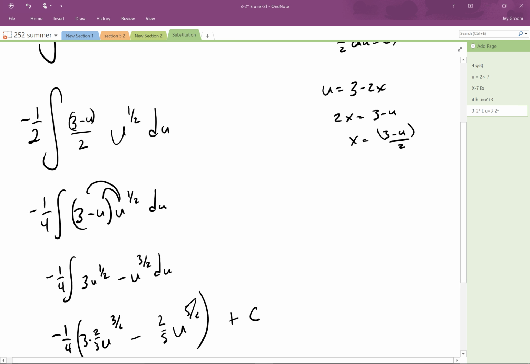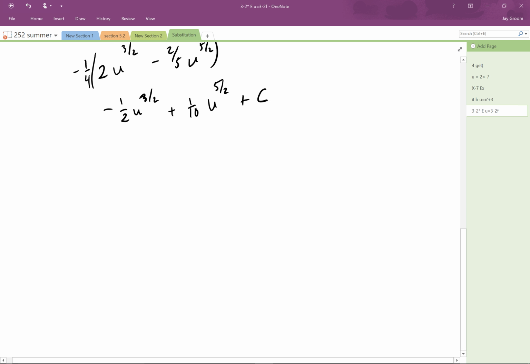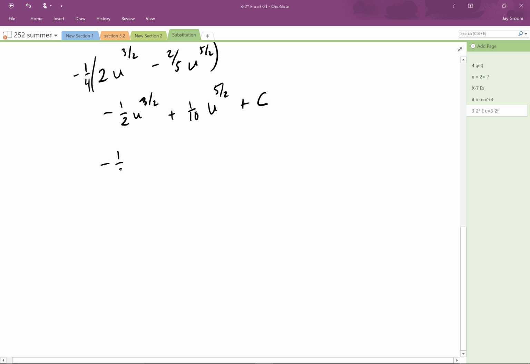And then of course we need to stick it back in, so our u is 3 minus 2x. So there's a couple ways to write this problem. You could write it like that I'm doing right here. This is 2x.